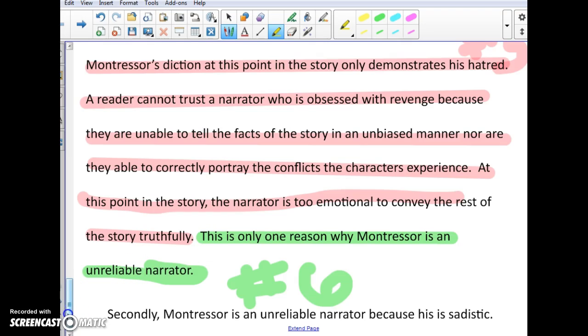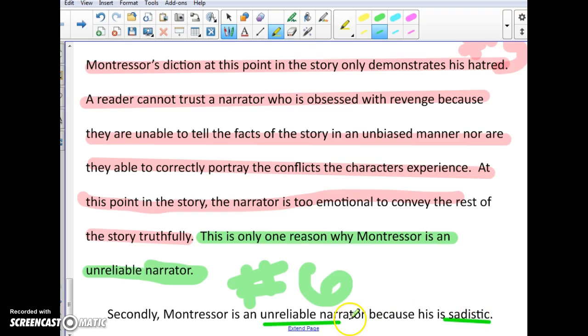You can see a topic sentence for the next paragraph, which starts, "Secondly," notice the transition word, "Montresor is an unreliable narrator because he is sadistic." Again, we have made sure that the claim from the thesis statement is there, and we have moved on to the second reason from the thesis statement to create the second body paragraph.